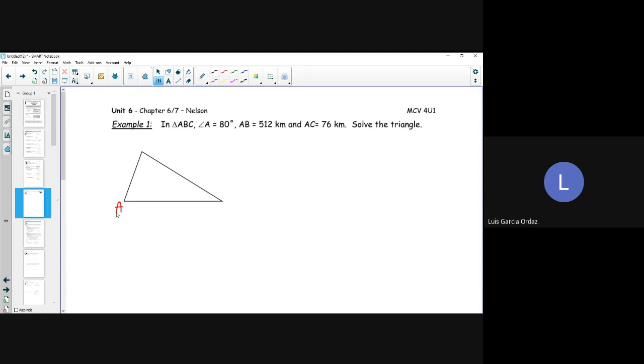Let's see if you guys remember this. When I say solve the triangle, what am I solving for? I'm solving for all sides and angles. So what would be the first thing that we could solve for? What's the first thing that we want to do?